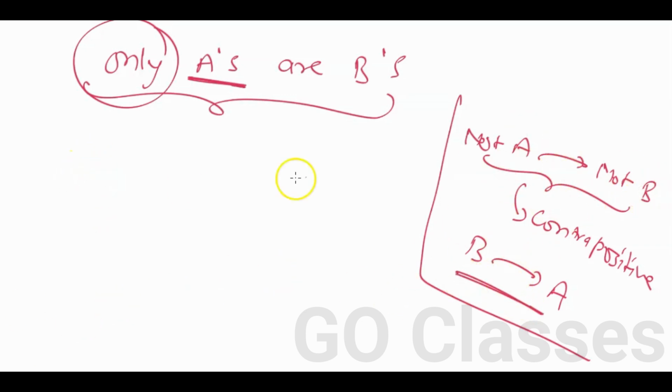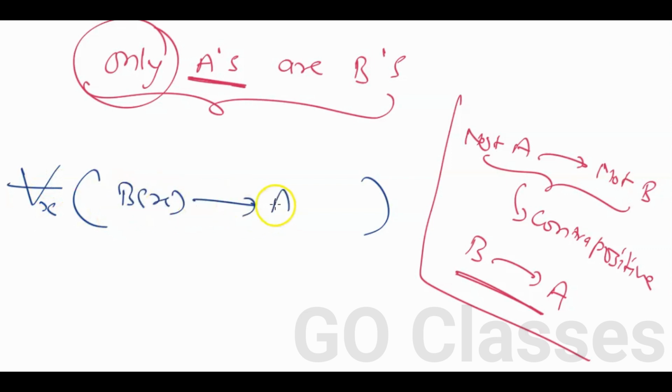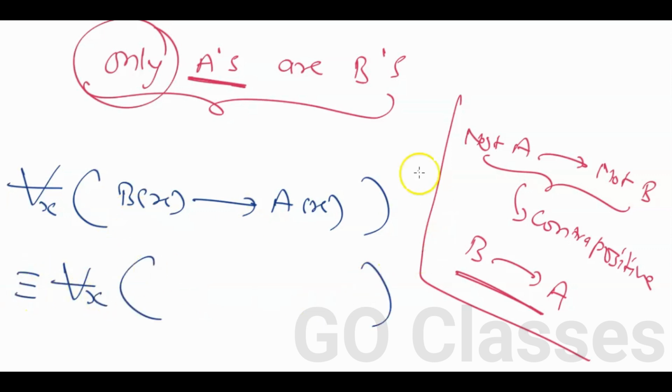Now very simple. So you can write like this. For all elements we are saying that if it is B, then it is A. And this same statement I can write: for all elements we are saying that if it is not A, then it is not B. So this is the template. Correct? So this template is also important.